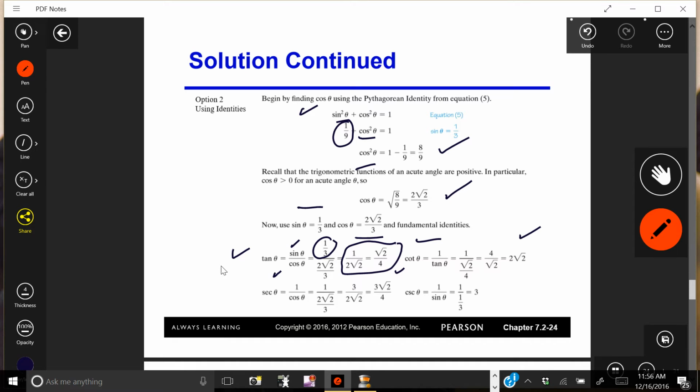And then finally, the secant is 1 over the cosine. The cosine is 2 square roots of 2 over 3. Simplifying that, we get 3 square roots of 2 over 4. Cosecant, 1 over sine, is just 1 over 1/3, which is 3.